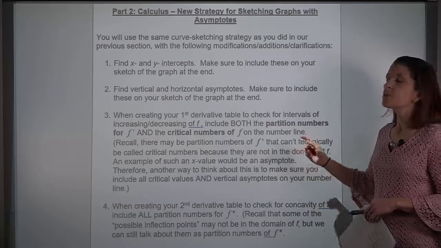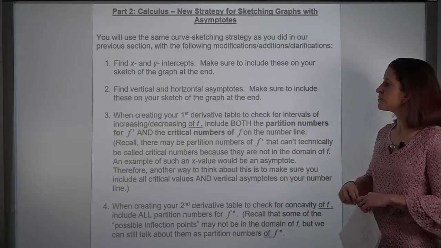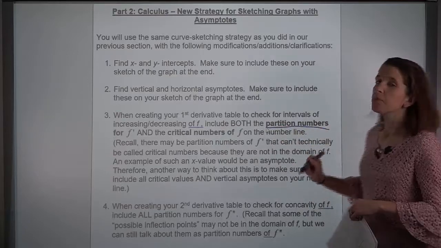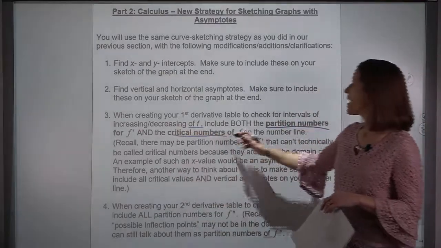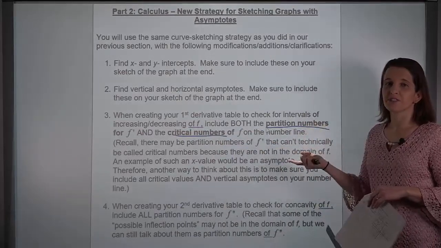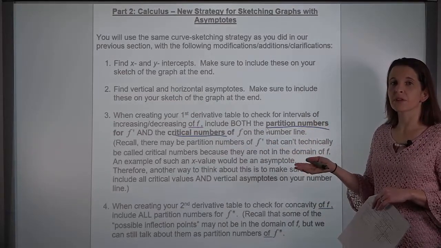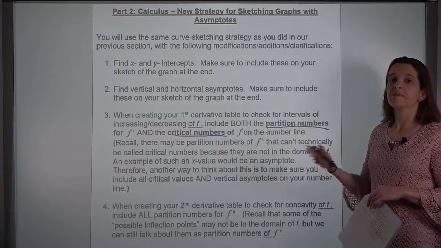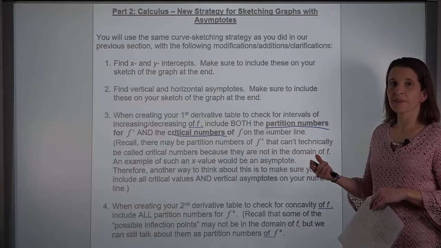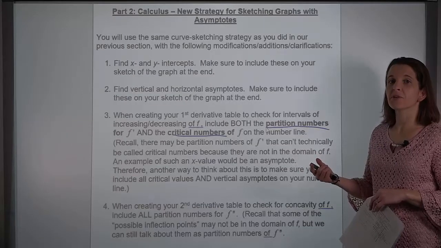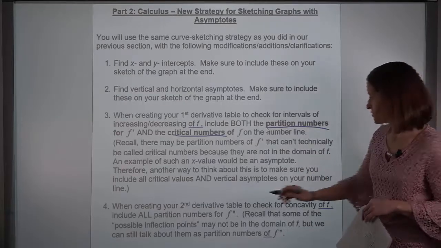And then when we are creating our first derivative table to check for increasing, decreasing, and eventually identify maxes and mins, we need to remember to put both the critical numbers, which is what you're used to, and those partition numbers. So even those things that we couldn't actually call critical numbers because they were not in the domain of the function, the reason they weren't in the domain of the function is because they end up being the location of vertical asymptotes.